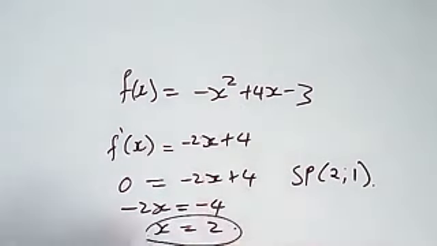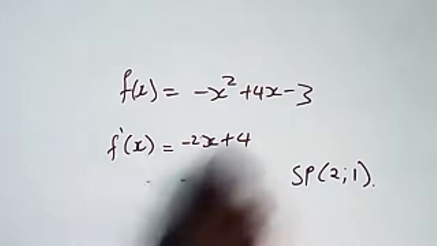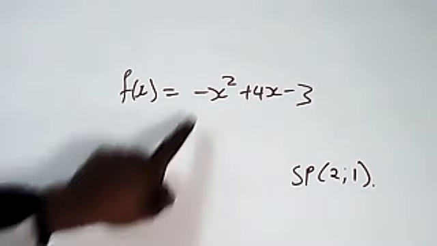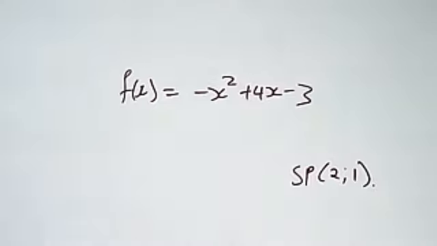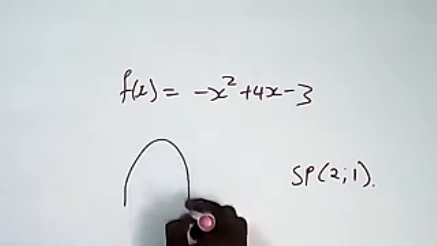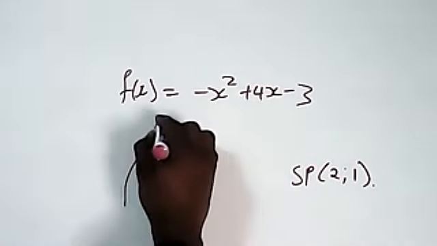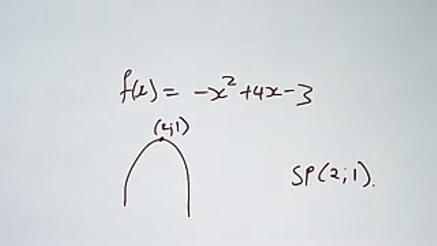Now you can sketch your graph. This is your turning point. Your stationary point is your turning point. Now you saw how we get that. What we know is that this tells us that the graph is facing down, because it's a negative. So it means that your graph is going basically like that. And then what do you have there? You have (2; 1) as the turning point.